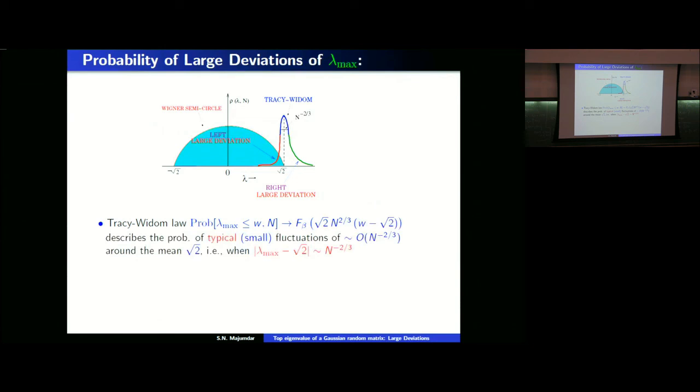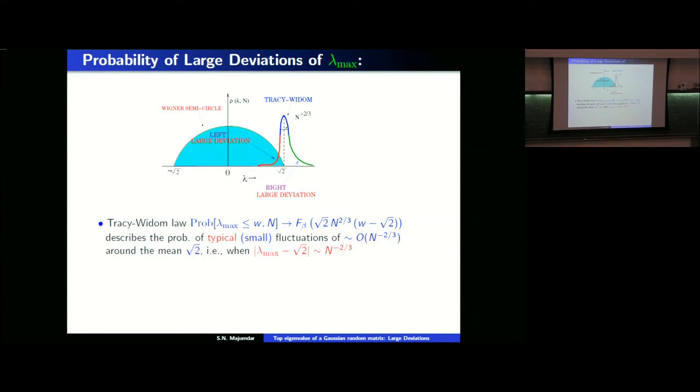So now, okay, there are two things. We now know that lambda max should fluctuate around its mean value on a scale of n to the power minus 2/3, the typical fluctuations, okay? But if I'm interested in fluctuations of order 1, obviously, like in this problem, they are not described by the Tracy-Widom distribution. Just like in the Gaussian problem, they are not described by the Gaussian. So you'll have large deviation tails. And what can we say about these large deviation tails?